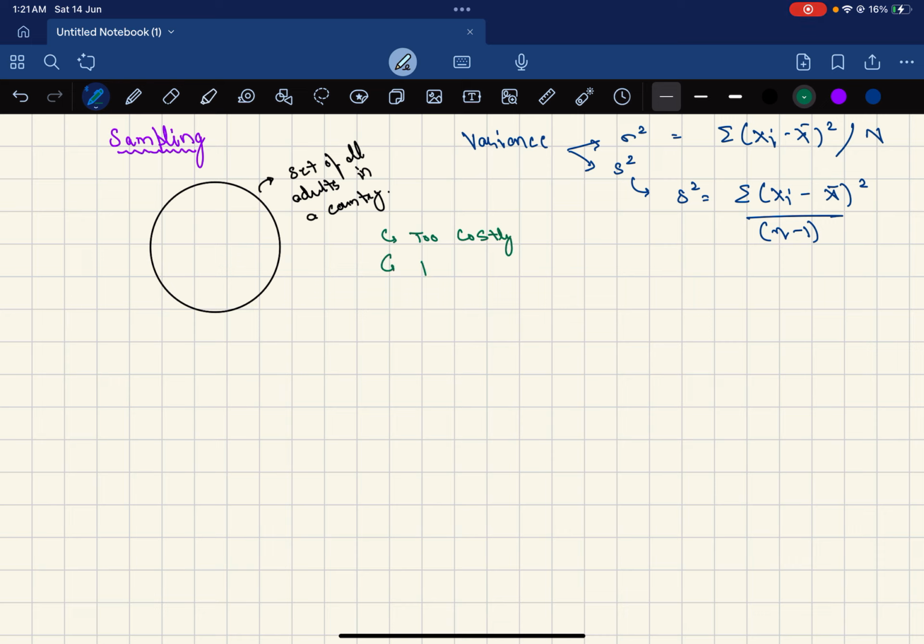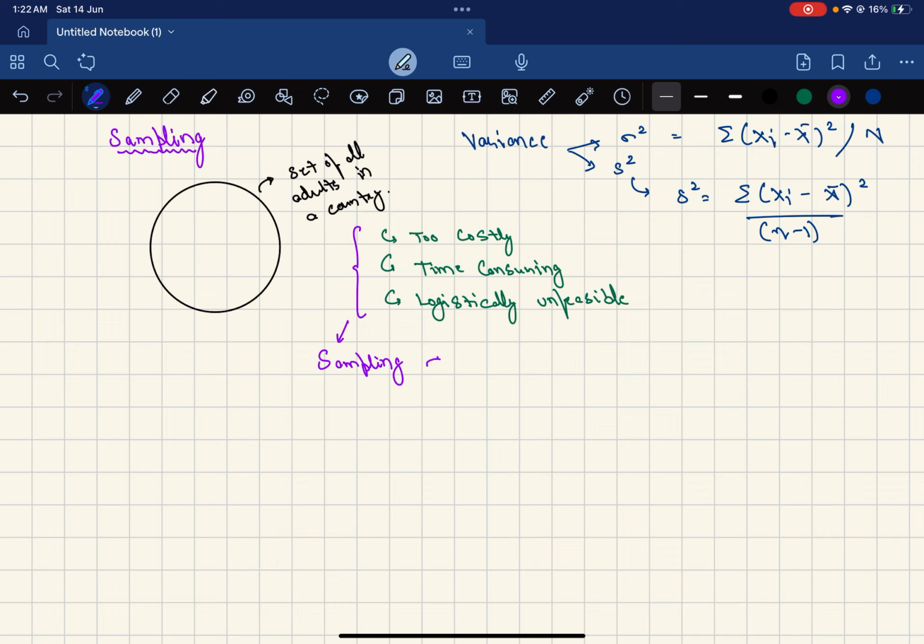Apart from that, it could be very time consuming as well, because the country could have a lot of adults, and to take a survey of each one of them can take a very long time. And finally it could be logistically unfeasible. There could be many states in the country, and within each state many localities where there are many adults, so it becomes unfeasible to take the survey from each adult. To counter this situation, we do something called sampling.